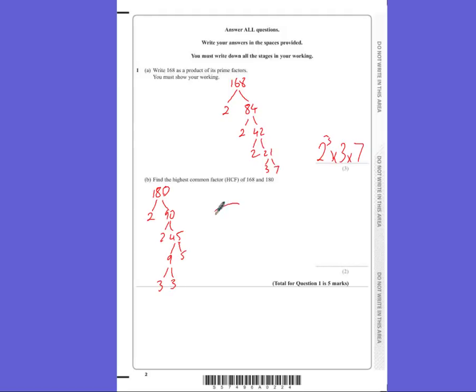So to put this into a Venn diagram, the highest common factor are the numbers in the middle. So if we put 168 in here and 180 on this side, they've each got a 2 squared in it, so they can put 2 2's in the middle. They've each got a 3 in it, so 168 would be a 2 missing and a 7 missing, and 180 has a 3 missing and a 5 missing. Now those aren't so important because we only need the ones in the middle, so the highest common factor would be 2 times 2 times 3, which is 12.